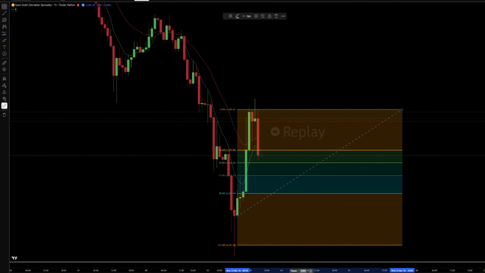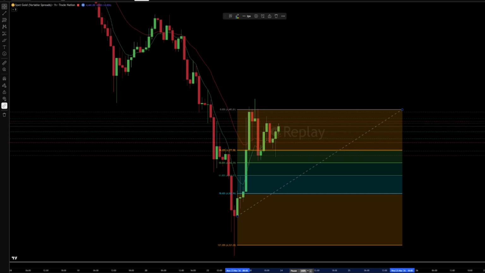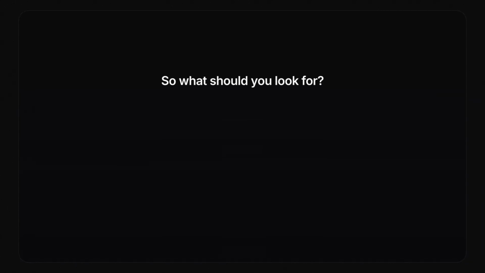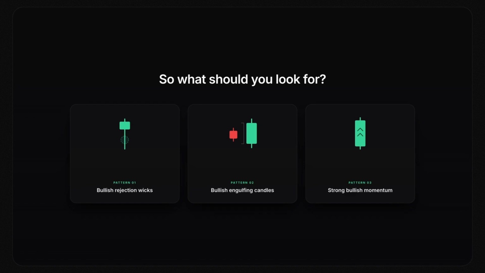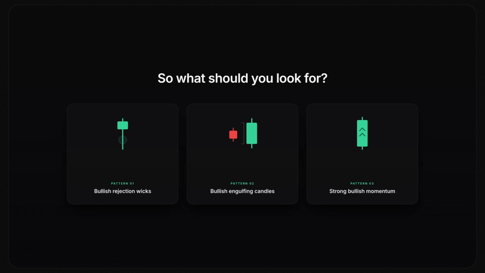For most people, they see the price hit the 38.2 level and immediately buy. That's dangerous. Why? Because price can easily continue lower. It might move to the 50% level, or even the 61.8. The Fibonacci level alone doesn't tell you that the pullback is finished. You still need confirmation. You need evidence that the buyers are stepping back into the market. So what exactly should you look for? You should be looking for things like bullish rejection wicks, bullish engulfing candles, strong bullish momentum candles. These clues can help to show that the retracement may be ending. Only then should you start thinking about an entry.